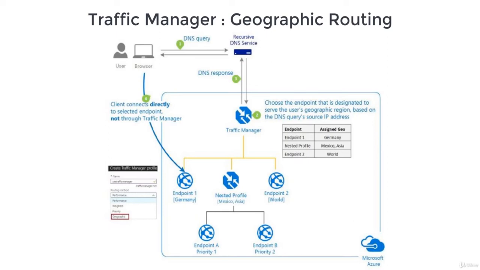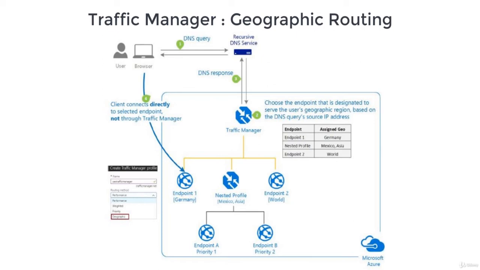Traffic originated from Asia, in this case, has a nested profile where we are saying that it can go to either priority 1 or priority 2. If you look at this particular diagram here, we have nested the profiles with geographic routing and a priority routing. And this means that any traffic originated for Germany or the entire world, except that it's going to go to the nested profile, which will then end up in either endpoint A or endpoint B. This is an example of nested profile as well.